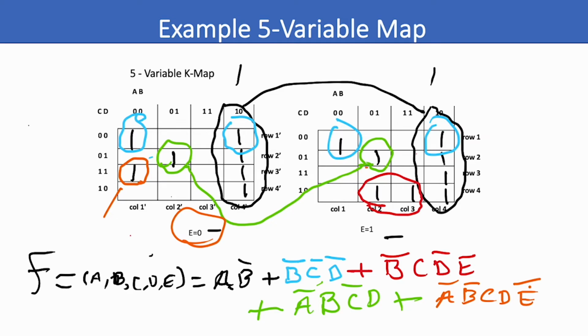And sometimes it's not too obvious to see what's adjacent, but basically it's the same as 2 4-variable maps. And anytime you have common ones between the two maps, you can use those to reduce the variable that's common between the two maps. And in this case, it was E.